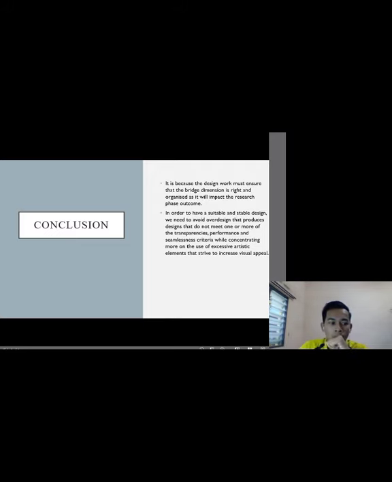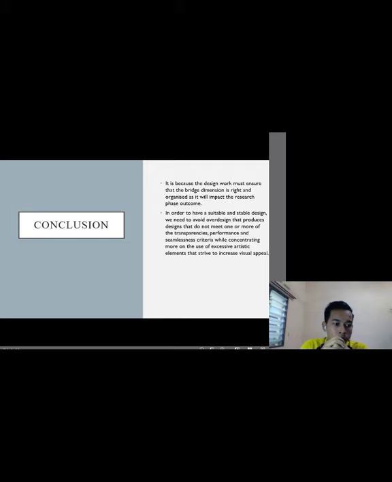Okay, next for the conclusion. In this era of modern technology, proposing a suitable design concept for the railway bridge is a very important process. It is because the design work must ensure that the dimensions are right and organized, as it will impact the research phase outcome. As stated, in order to have a suitable and stable design, we need to avoid over design, that is, product design that does not meet one or more of the criteria.